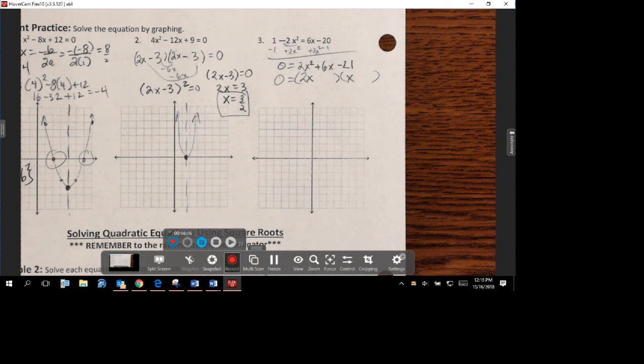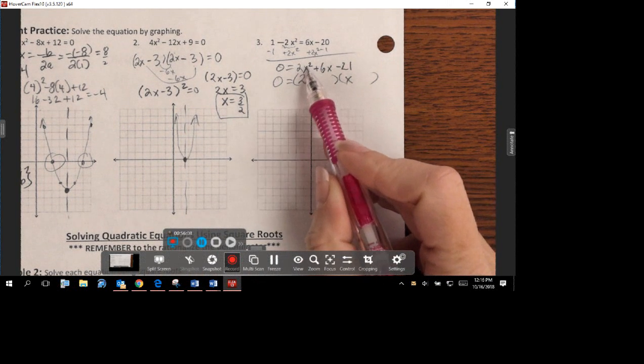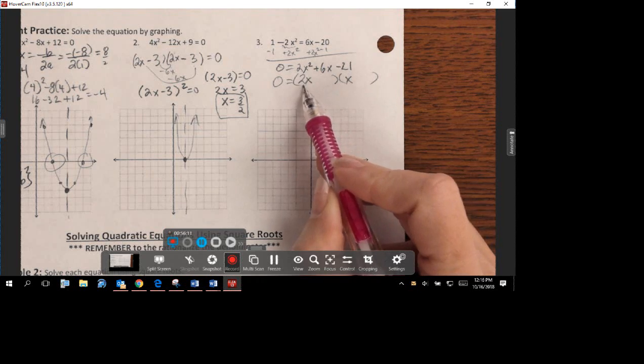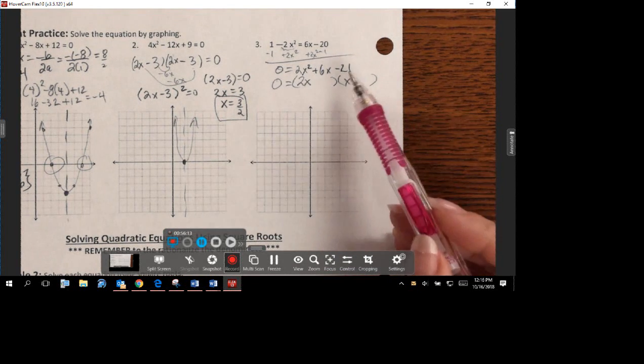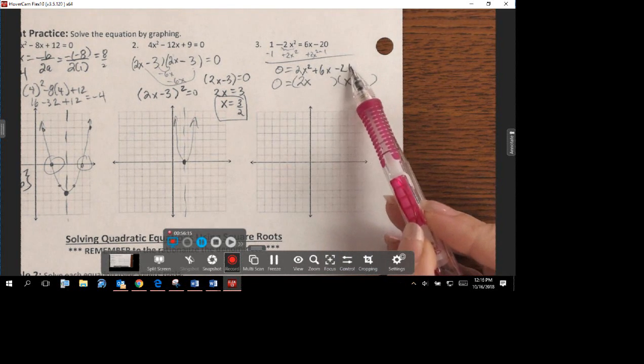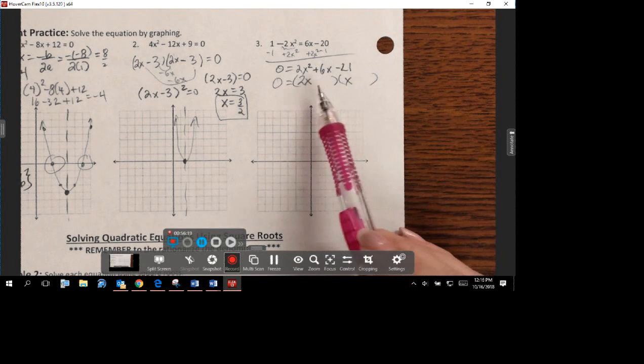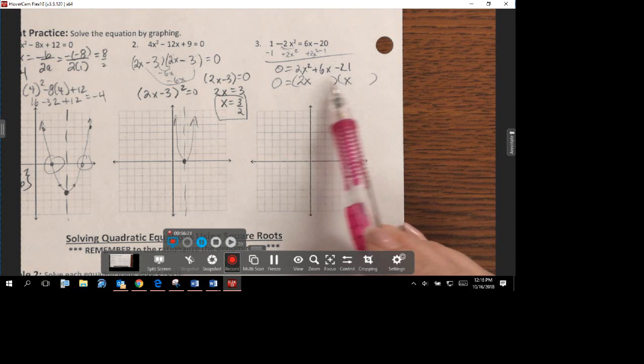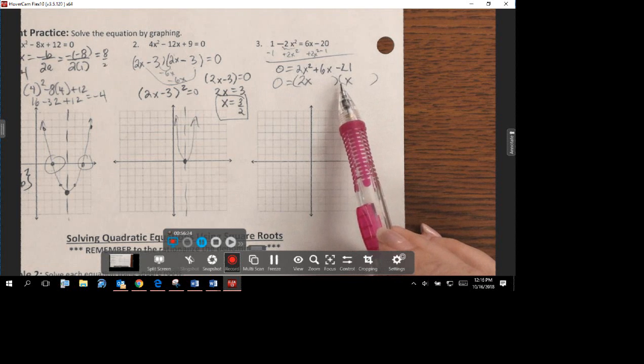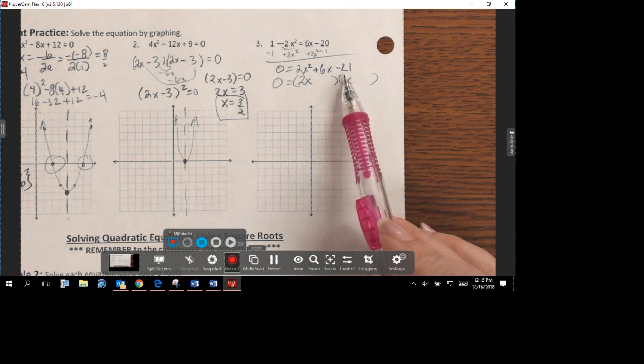Okay, so for number 3, in order to get a 2x squared right in front, you have to have a 2x and an x. To get a 21 and minus 21 at the end, we're going to have one positive and one negative. I don't know which one goes with 2x or which one goes with x, so I'm not going to put that in yet. I also have to have either a 1 and 21 or a 3 and a 7.